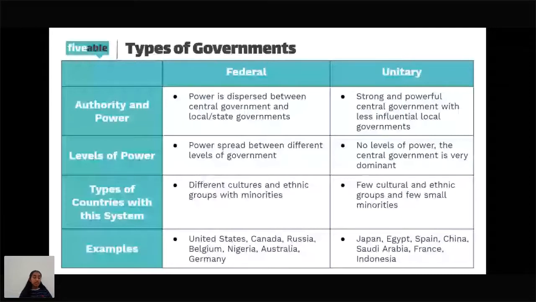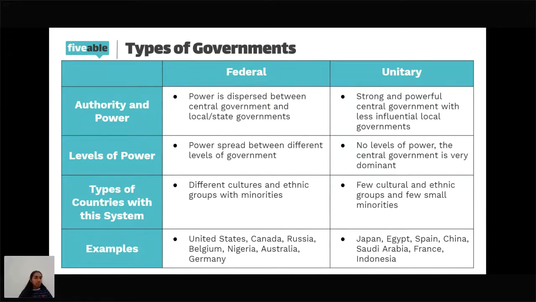So as you can see in the United States, the national government has a role, as well as the state government, which has the power to make its own laws, and the local government also manages the cities and has its own laws as well. And types of countries with a federal system mostly include countries with a variety of cultures and ethnic groups with a lot of minorities. So of course, the United States is called the melting pot. It has so many different ethnic groups that need to be acknowledged and cared for, and this can be done with the federal system.